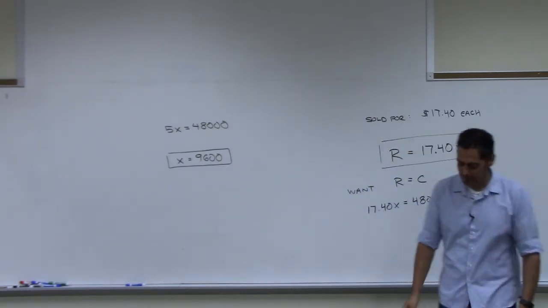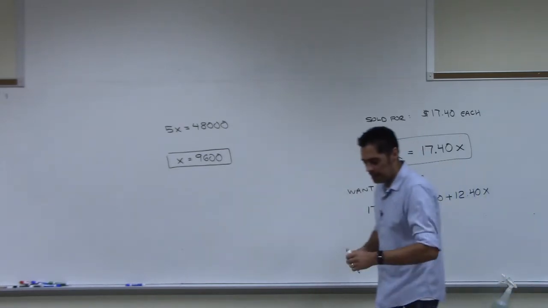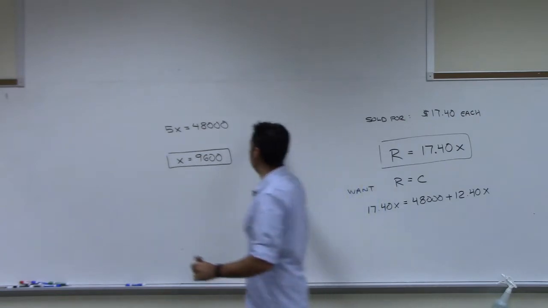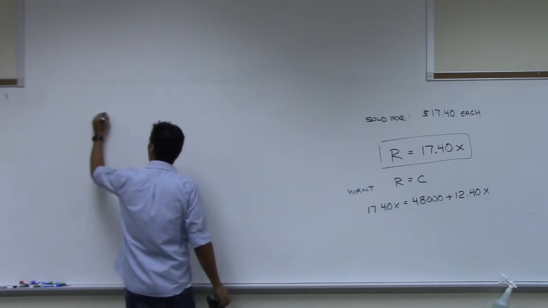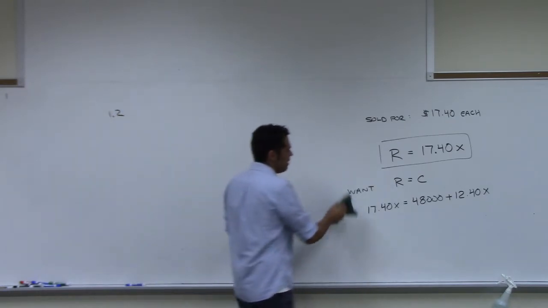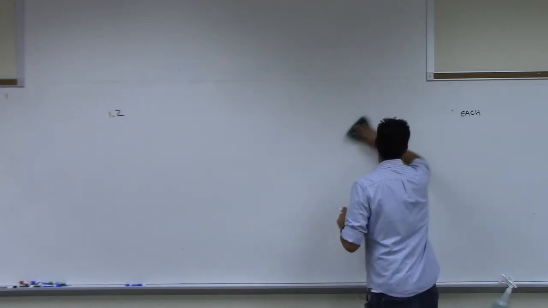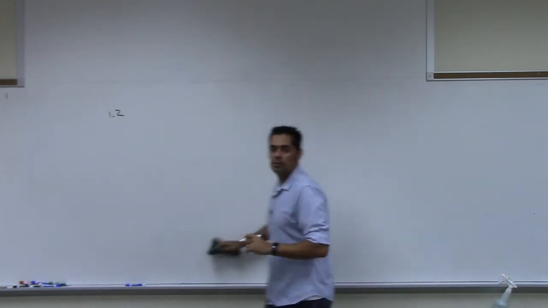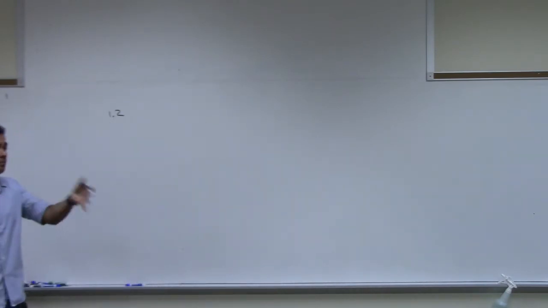All right, let's move on. 1.2, graphs and lines. So if I were to ask you on a quiz, describe to me or explain to me in words what the break-even point is, what would you say? No profit. No profit, revenue equals cost, something like that.